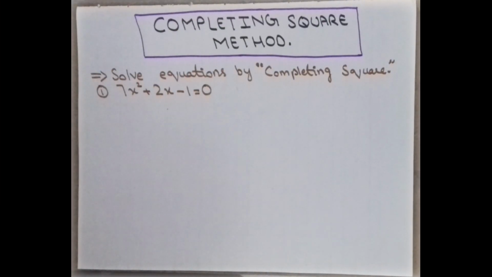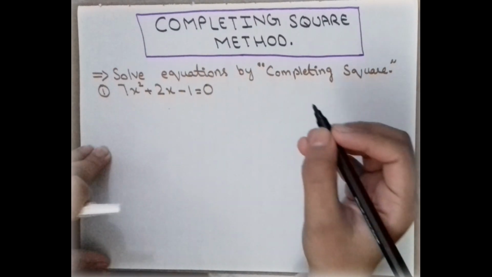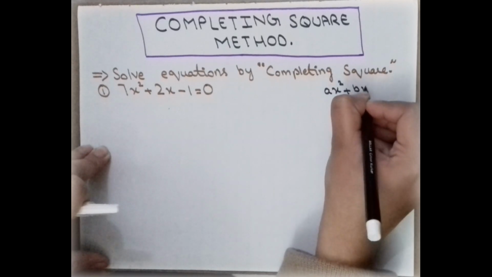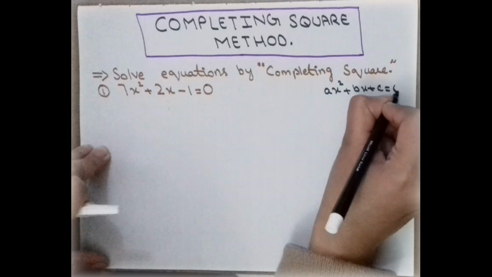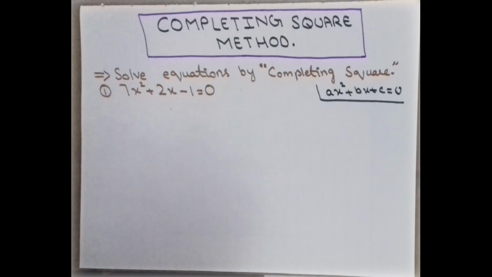In this video we will learn how to solve quadratic equations by the completing the square method. First of all, the equation is in the standard quadratic form. What is the standard form of the quadratic equation? It is ax square plus bx plus c equals 0. It is the standard form of the quadratic equation. So how do we solve this equation by the completing the square method?